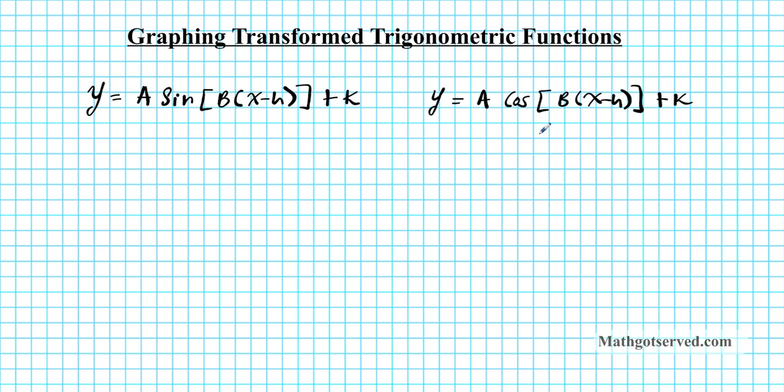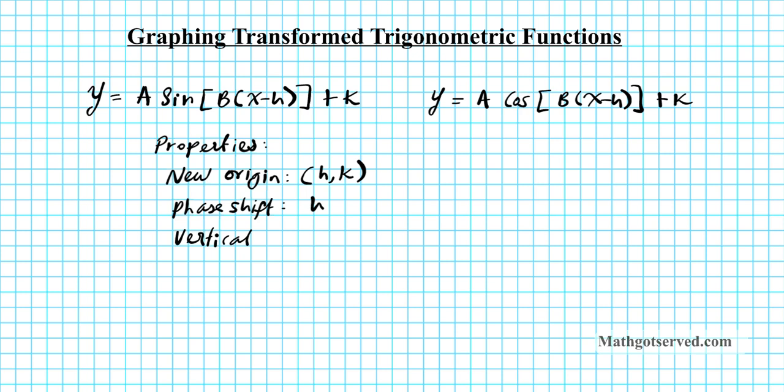For the two examples we are going to do, you're first of all going to list the properties of the trig functions in these two forms, as follows. I'd like you to state the new origin. The new origin is given by (h, k). Then state the phase shift. The phase shift is given by the x-coordinate of your new origin, which is h, and also indicate the vertical shift. The vertical shift is the y-coordinate, which is k.